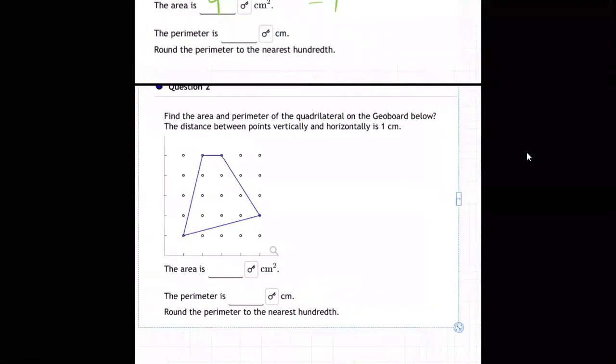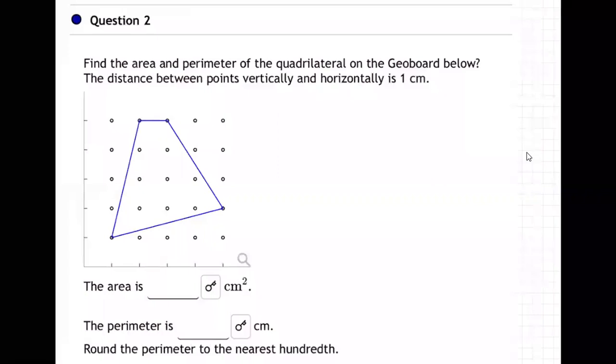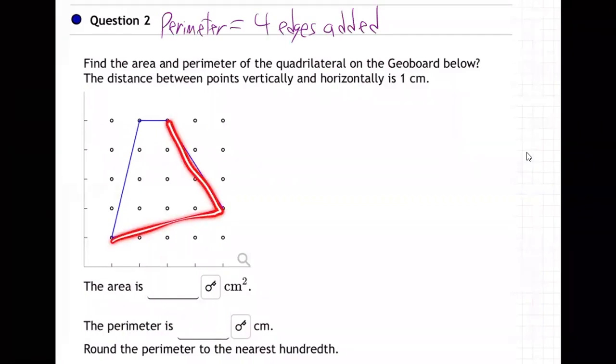All right. So now the other part of this question, perimeter. Now, how are we going to find perimeter? Well, perimeter will be the 4 edges added up. 4 edges added, right? This edge, 1, 2, 3, 4. We have to add up those 4 edge lengths to find out the total perimeter of the shape, the quadrilateral.